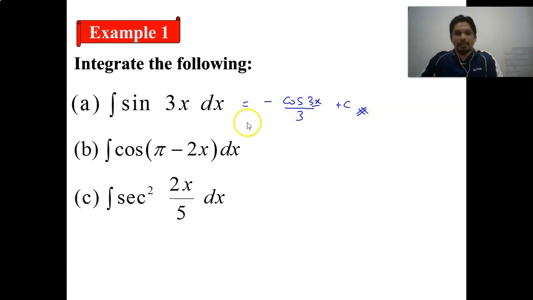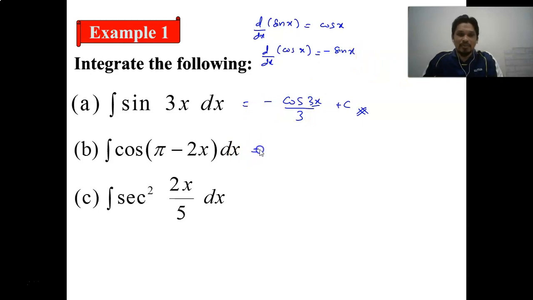There you go. Differentiate sine x, it gives you cos x. Derivative of cos x gives you negative sine x. So the integral of sine x gives you negative cos. Okay, what about this one here now?